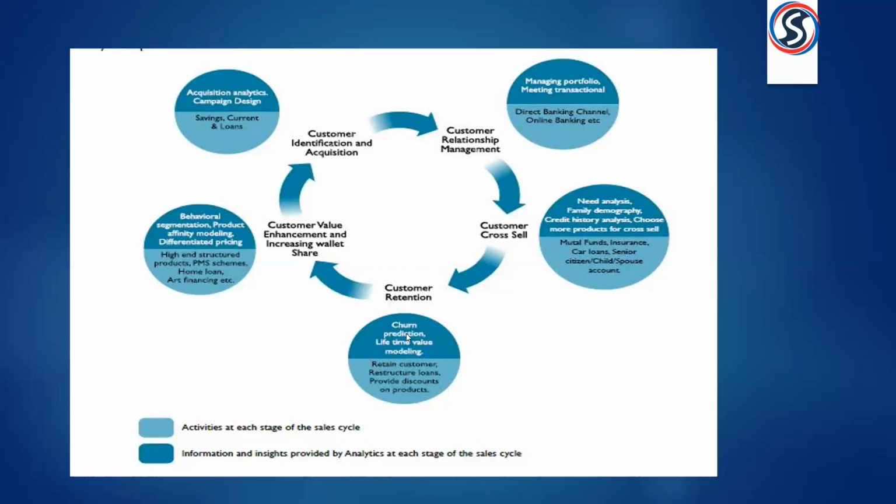after that, we have churn prediction, lifetime value modeling, retaining customers, restructuring loans, and providing discounts on products. Now we have behavioral segmentation, product affinity modeling, and differentiated pricing. We have high-end structured products, PMS schemes. We can also mention home loans, art financing, etc.